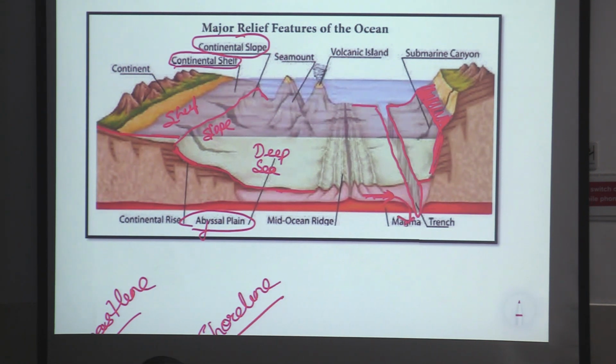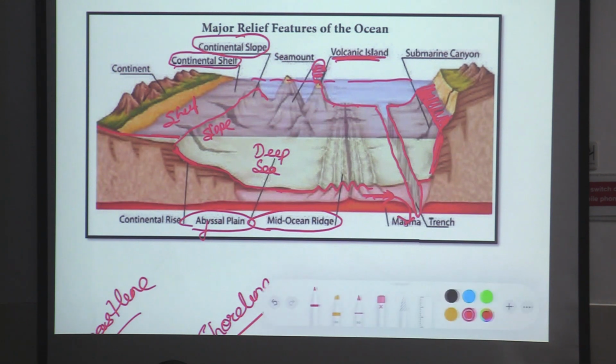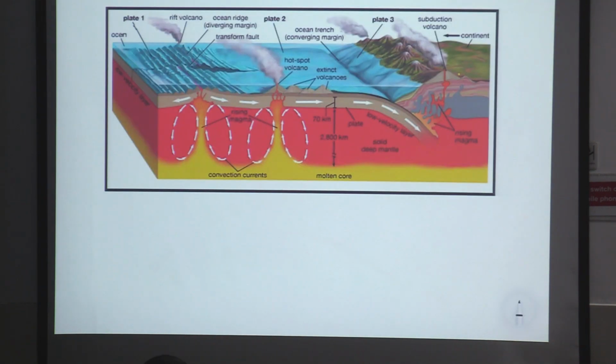So, how to adjust all these features? I can notice mid-oceanic ridge right here. Can you notice these mountains in this ocean bottom? And are we noticing that some of them are actually ejecting out over the water surface, developing volcanic islands? So, how exactly do we try to justify these relief features? We try to justify these relief features one by one in detail like this. Please notice this figure.